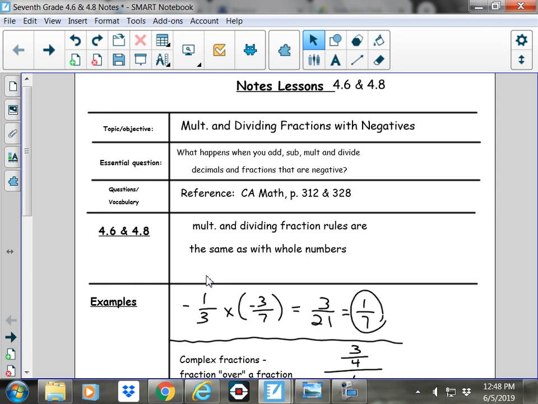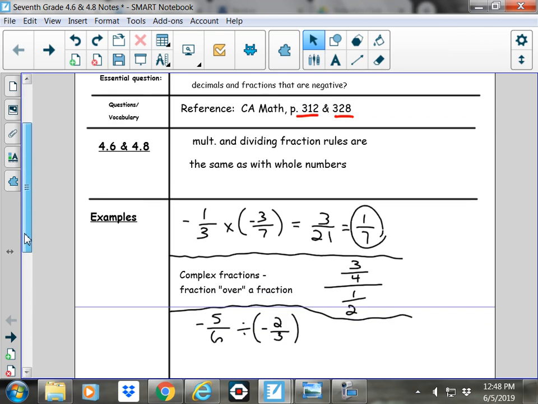We're skipping 4.7. We're going to talk about that more in class. This lesson, or these lessons, this video is going to cover multiplying and dividing fractions with negatives. Your reference pages are 312 and 328 if you would like to check on there and get some more information. Let's dive right in. Multiplying and dividing fractions.